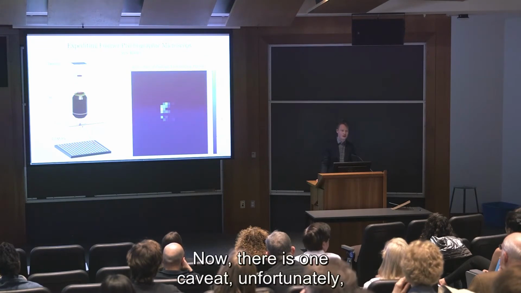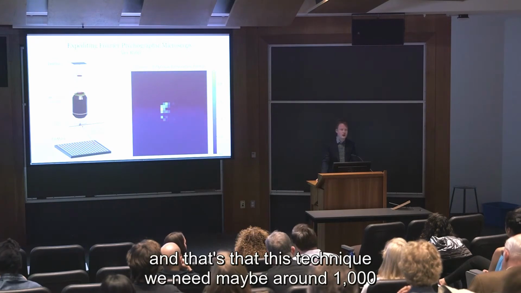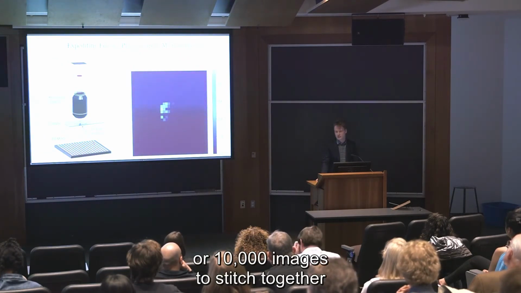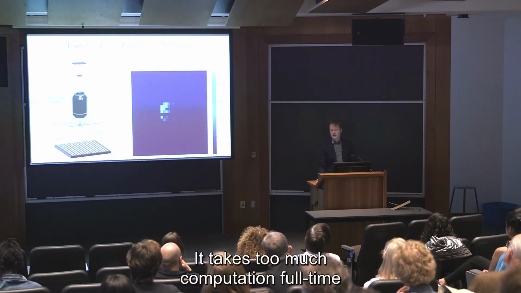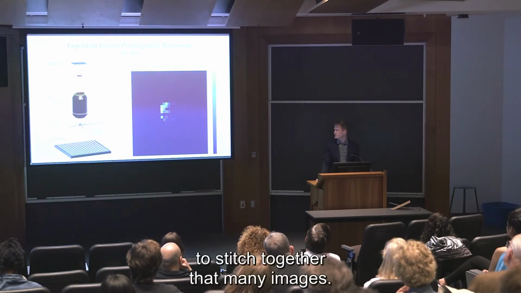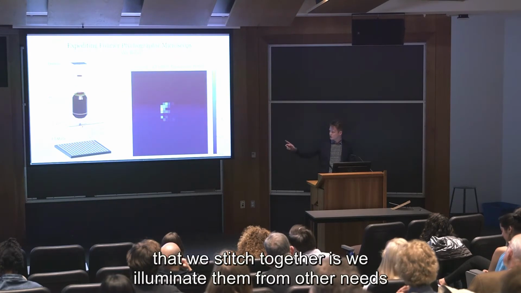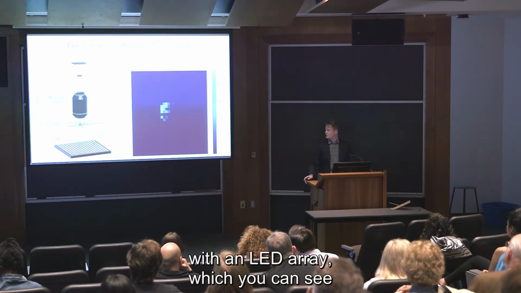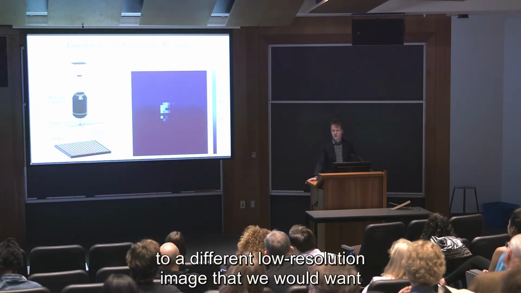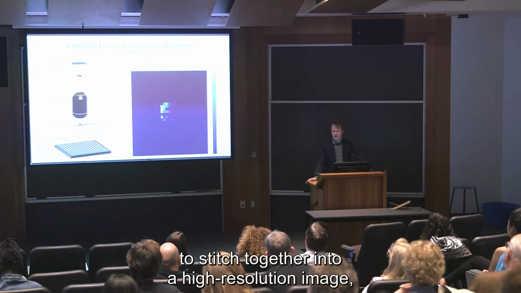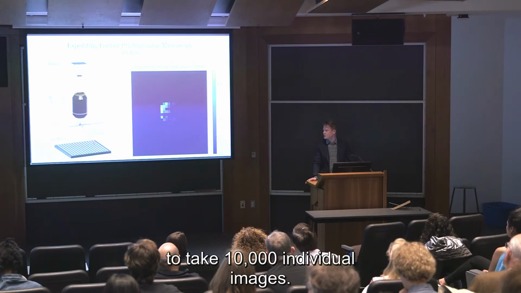Now, there is one caveat, unfortunately: in order to perform this technique, we need maybe around 1,000 or 10,000 images to stitch together. And that's just computationally infeasible. It takes too much computational time to stitch together that many images. The way we take these images is we illuminate the sample from underneath with an LED array, which you can see at the bottom of the slide there. Each illumination pattern corresponds to a different low-resolution image that we would want to stitch together into a high-resolution image. And so we just don't have time to take 10,000 individual images.